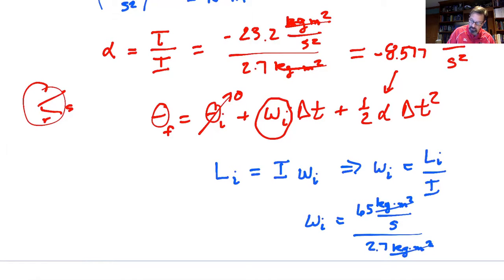I don't have anything in the numerator, so make it a radian, and it becomes a radian per second. Is that a good unit for an angular velocity? Absolutely. And that's just a matter of taking 65 divided by 2.7 in your calculator. I got 24.1 when I did that. Okay, we're on a roll here then.